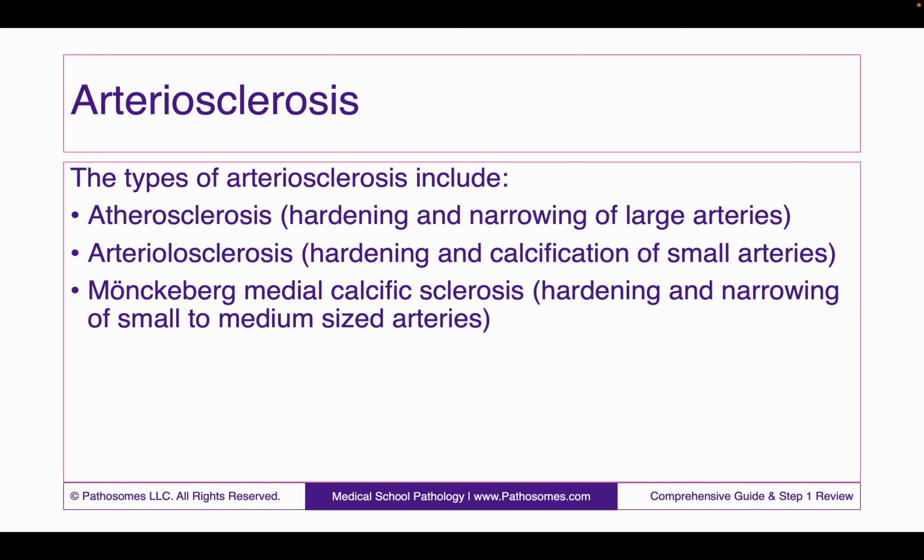The types of arteriosclerosis include atherosclerosis, arteriolosclerosis, and Monckeberg Medial Calcific Sclerosis. And those deal with the large arteries, small arteries, and hardening and narrowing of small to medium-sized vessels, such as the arteries, respectively.